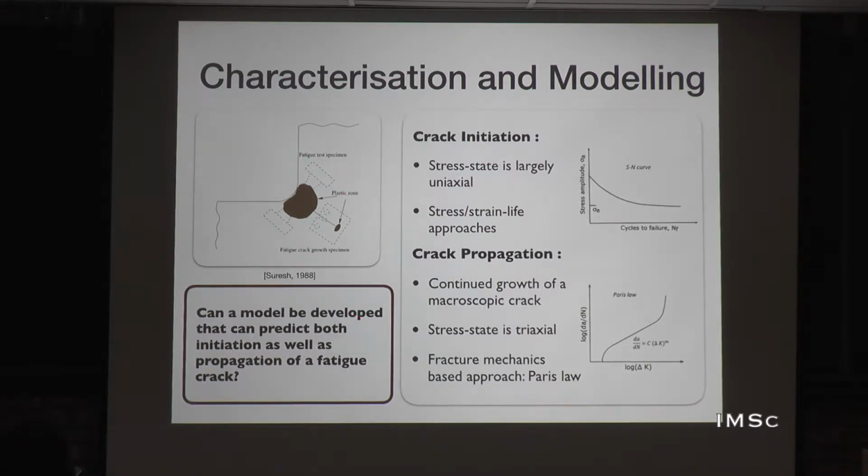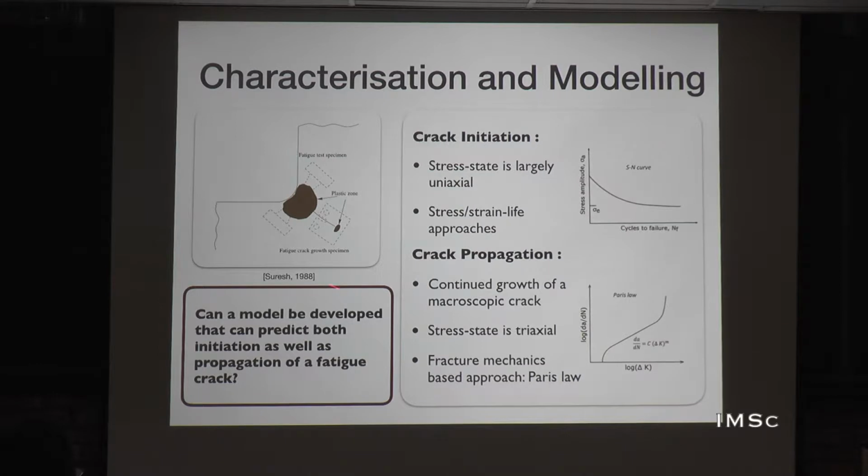The idea is, can we have a model that's simple and accounts for fatigue damage growth here as well as for this well-developed crack? Why shouldn't it, if we know the stress state for this one as well as that, and the material is the same material? There should be some connection between these two stages in fatigue crack growth. Yeah?